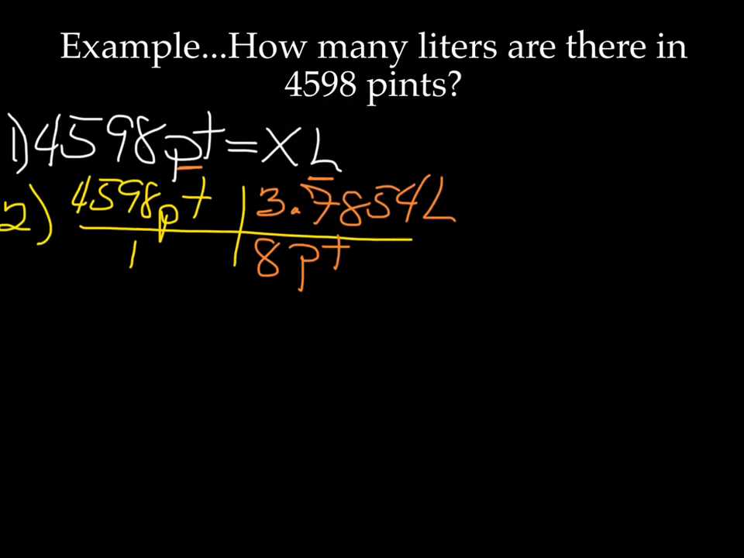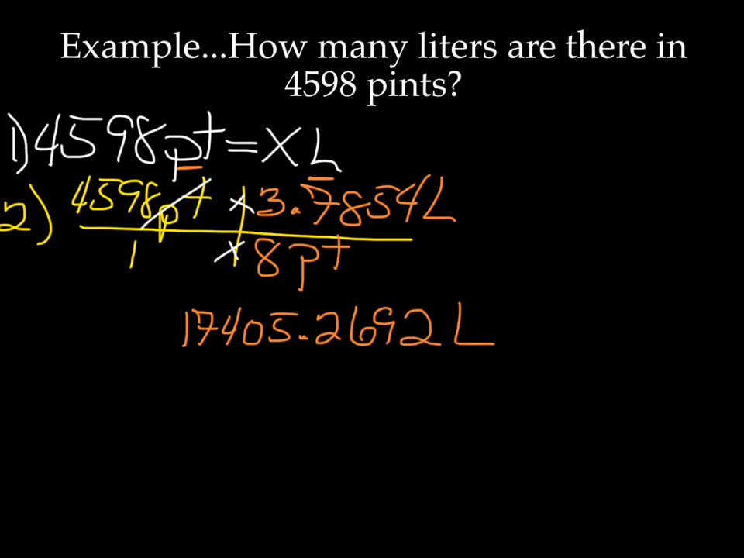Okay, let me get rid of that stuff on the bottom so we have more room. Okay, so now remember what we're going to do is multiply across the top and multiply across the bottom. So if you guys could do that with me so we can see if we all agree on the answer. All right, now I got a number with a ton of digits. I got 17405.2692 liters. I forgot to do something. We should see that the pints do cancel out. Over 1 times 8 is 8. Okay? So from there, we're going to divide.